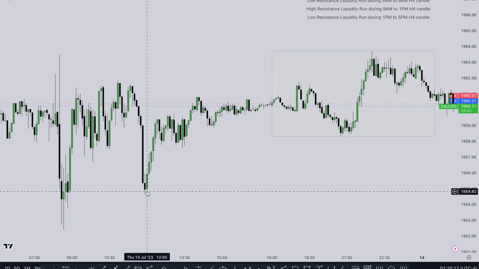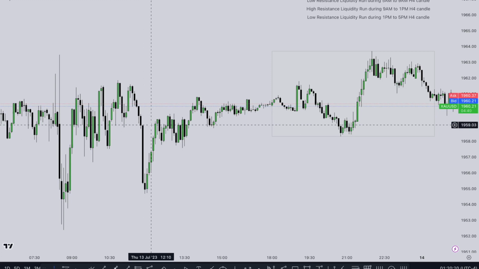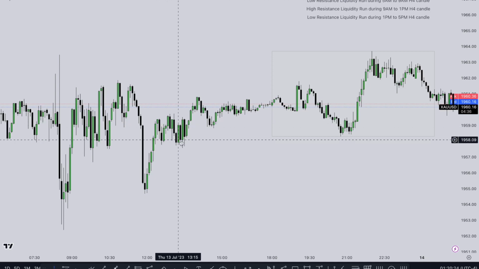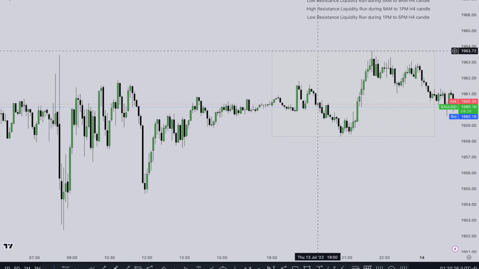As you can see over here, we went up and closed above it. See right there, we closed above it. Where my cursor is, we closed above it, stayed there, and then we rallied.